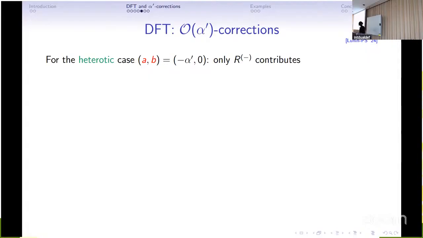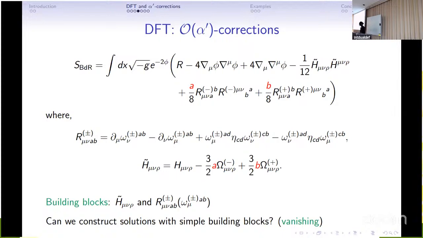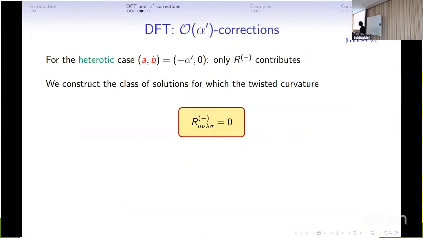As I was mentioning earlier, these A's and B's take certain values. For the heterotic case, it's just A which is contributing. So if you go back and take a look at the action, it's just this part. You do not need to worry about the R pluses. It's just the R minus which is contributing, and similarly, you'll just have this first part contributing in the H tilde as well. All right, so what we try to do is we construct the class of solutions for which the twisted curvature is vanishing. So we try to dig up all the possible solutions for which this constraint is satisfied.